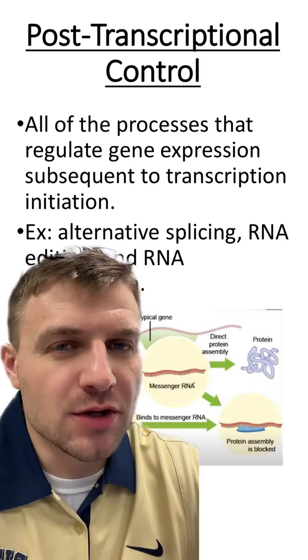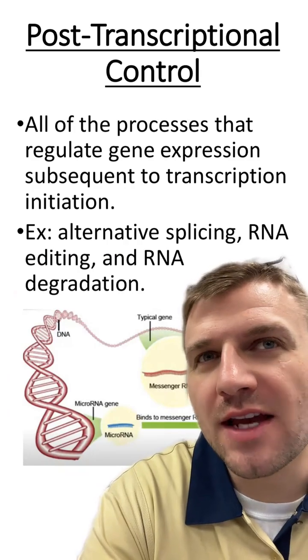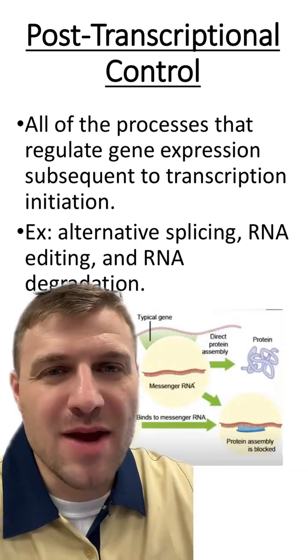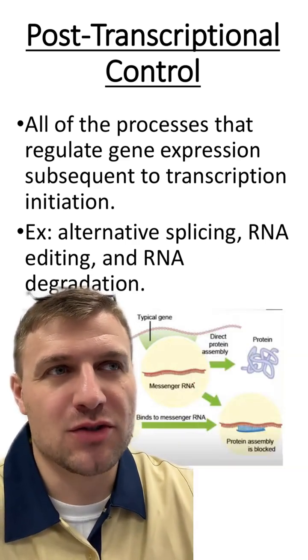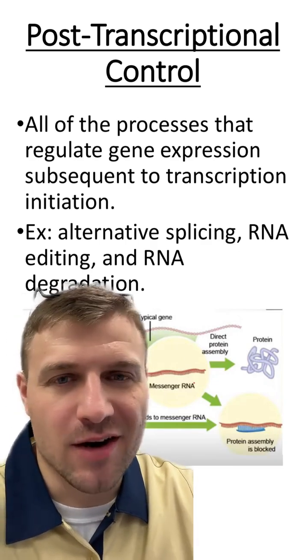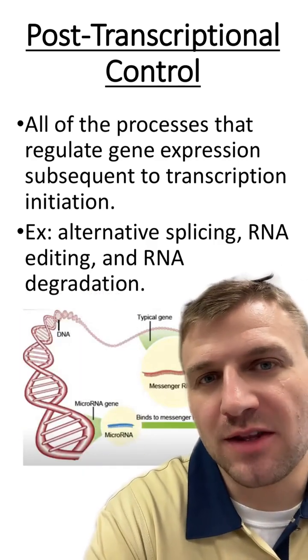After mRNA is produced, it's going to go through something called post-transcriptional control. This type of control looks at how the mRNA is going to function after it's produced. And there are many different factors that are going to influence post-transcriptional control, such as alternative splicing, RNA editing, and RNA degradation. Basically, these all influence how mRNA is going to function within the cell.